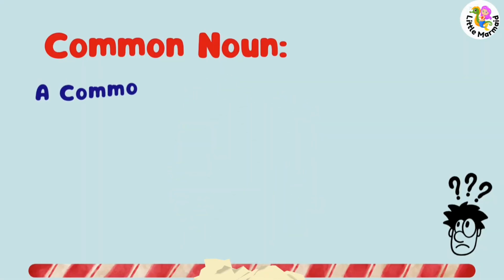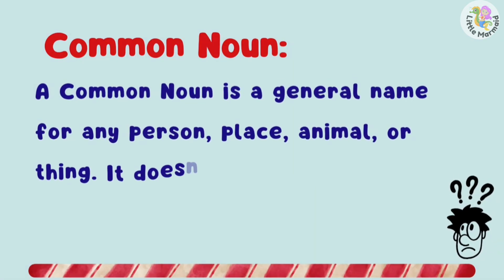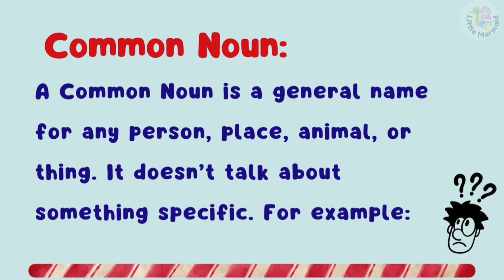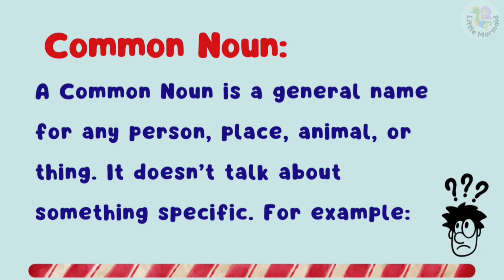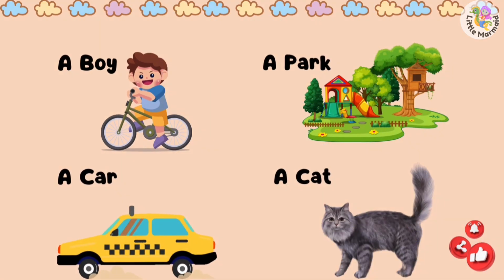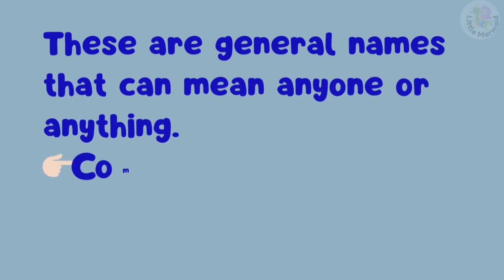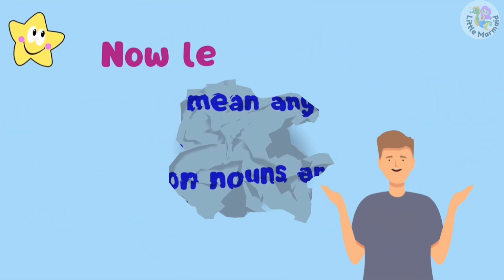Let's learn the difference. Common noun. A common noun is a general name for any person, place, animal or thing. It does not talk about something very special. For example, a boy, a park, a cat and a car. See, these are general names that can mean anyone or anything. Let's repeat, common nouns are not specific.